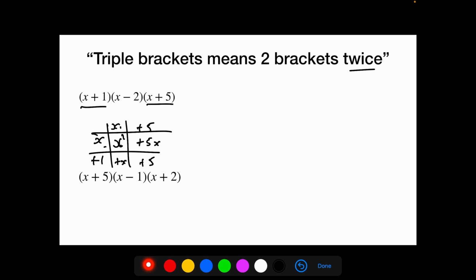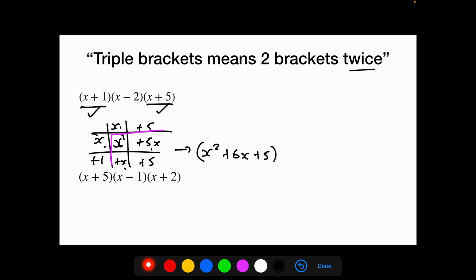Okay, so I've got to collect all of the bits together now. So what do I get? I would get x squared. I've got a 5x, add another x, that's 6x. And I've got a 5. So we've expanded those brackets once, and we need to do these brackets twice.